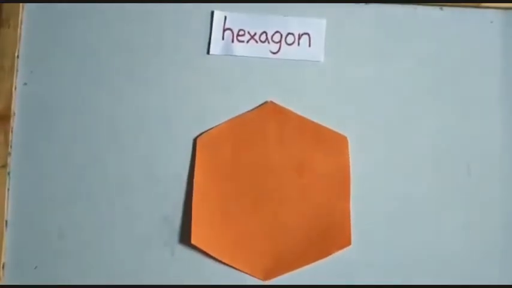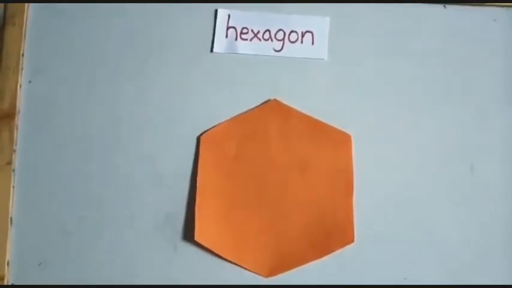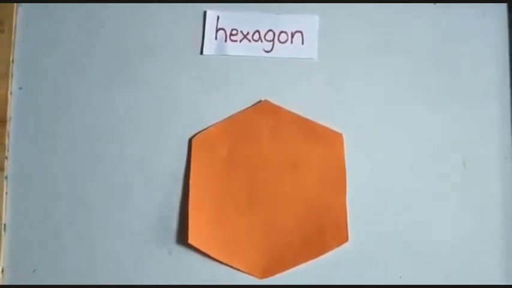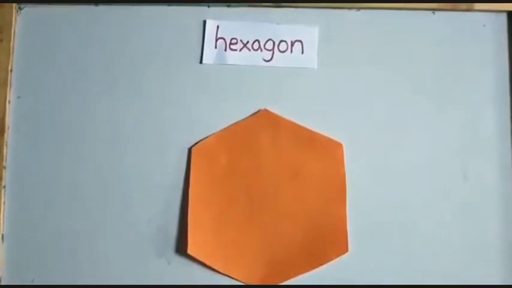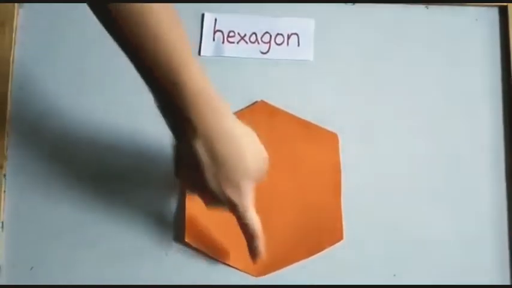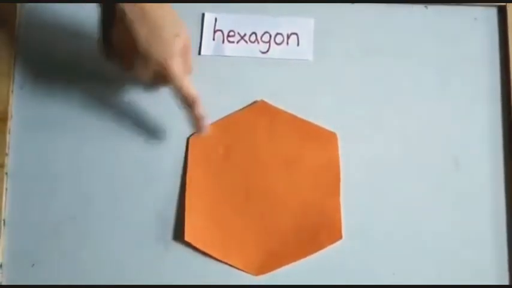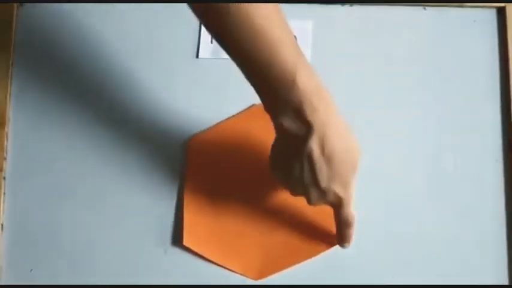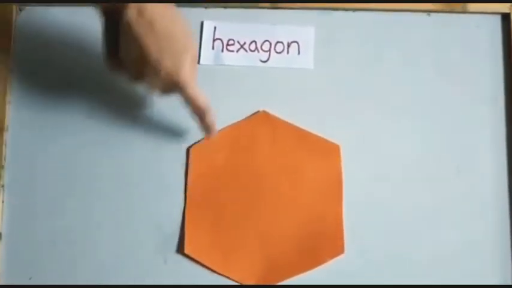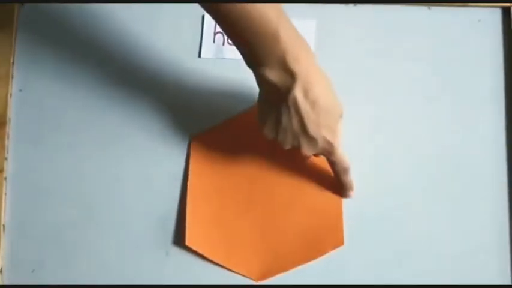Children, this shape is called hexagon. Which shape is this? Hexagon. Hexagon has 6 corners and it is made up of 6 sides. Will you count with me? 1, 2, 3, 4, 5 and 6. And how many sides? 1, 2, 3, 4, 5 and 6.